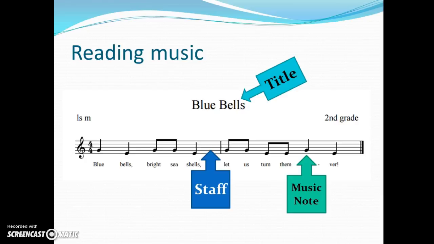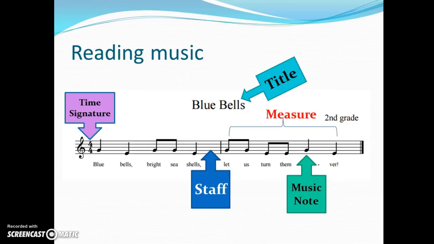Music notes tell us how many beats we're going to have sound for and how long we're going to play that sound. We also have a time signature that tells us how many beats there are, and in Bluebells, we have 4 beats per measure, or 4 heartbeats. We also have the measure, and the measure is where we group our beats. A measure is a very small idea of music sounds. And we also have this bar line that separates those sounds and those ideas. So that bar line separates the groups of sound.